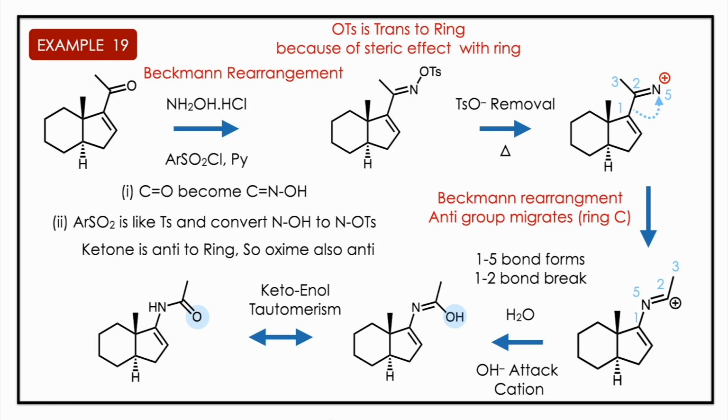Here you might have noticed the tosylate forms away from the ring because of steric effect. The concept you have to learn here is whenever you form an oxime, always analyze the possibility of oxime stereochemistry, because the reaction is controlled by the stereochemistry.